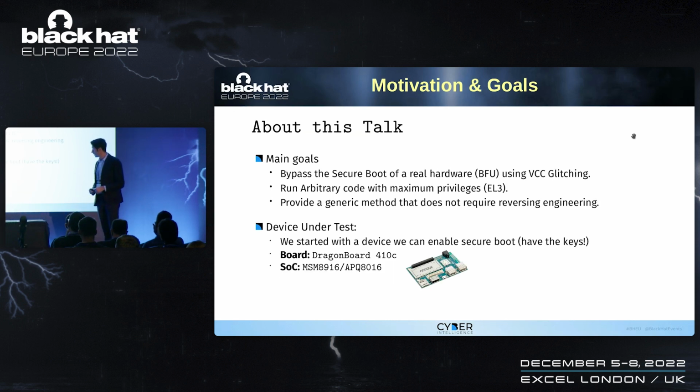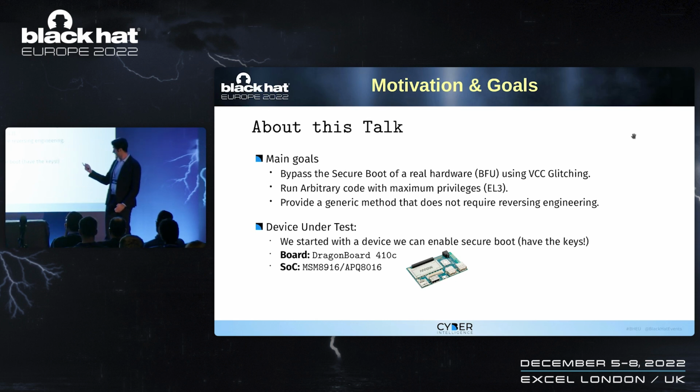About this talk, the main goal, as I say, is to bypass the secure boot in real hardware, BFU, which means before first unlock, or before first usage. You have the smartphone, and you just need to press the power button, and this is the only thing you have. You don't have code running, you don't have privileges, you cannot inject anything. We are assuming that we don't have any vulnerability, or at least we don't know any vulnerability, so we are blind. So how can we approach that?